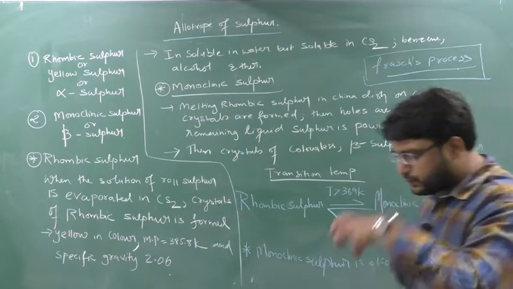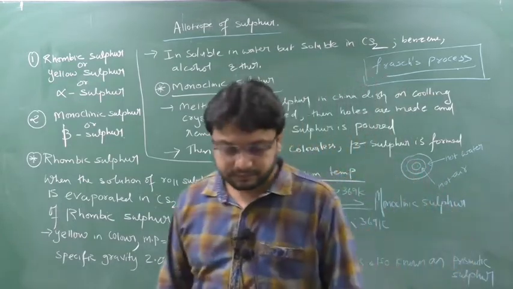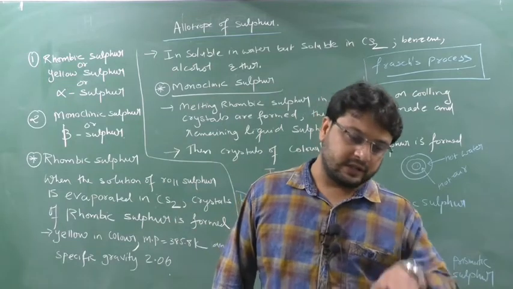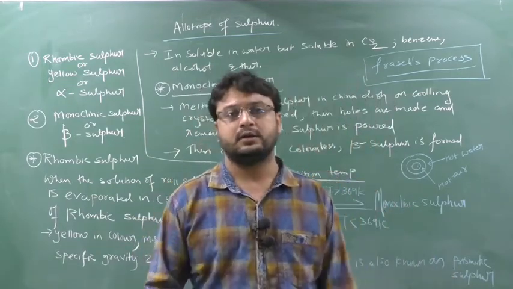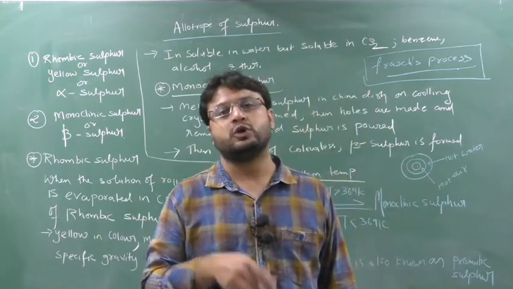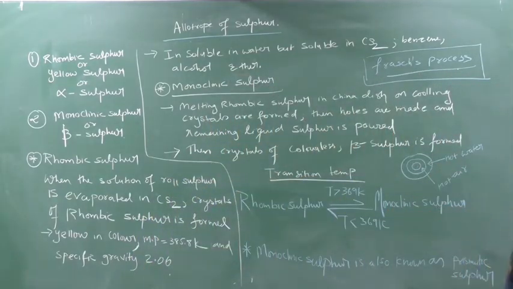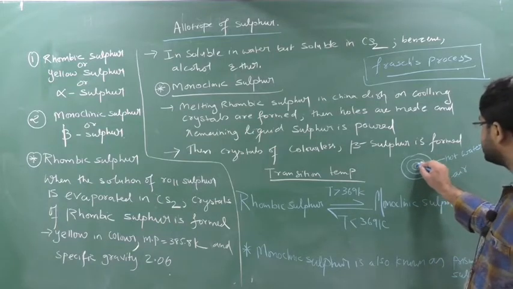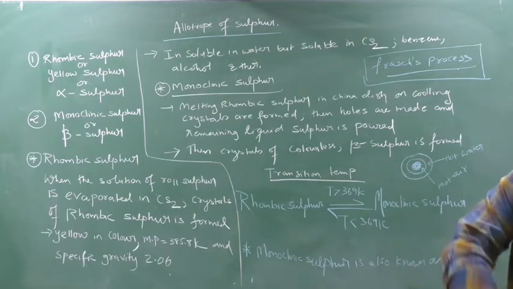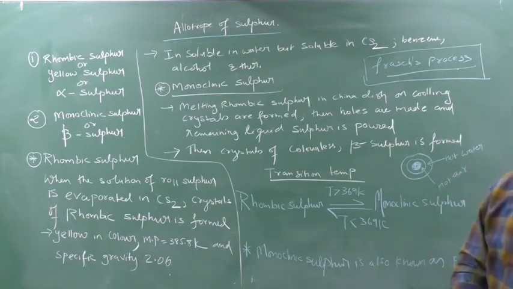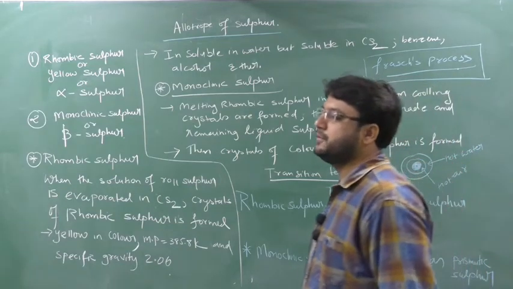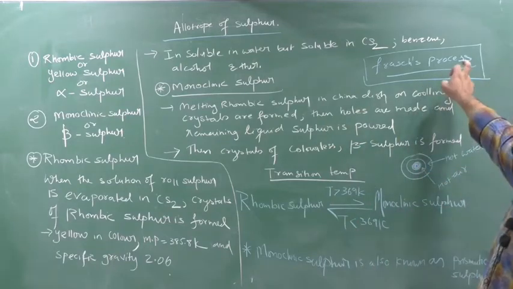When hot water is blown from the outer circle inside the earth where the sulfur is available, due to the hot water that sulfur will melt and convert into molten state. After that we blow the hot air. When hot air is blown onto that molten sulfur, pressure is created below the molten sulfur, so the sulfur will come up from the center. So, sulfur will come out from the inner circle. In this way sulfur is extracted from the earth crust, and this method is known as the Frasch process.